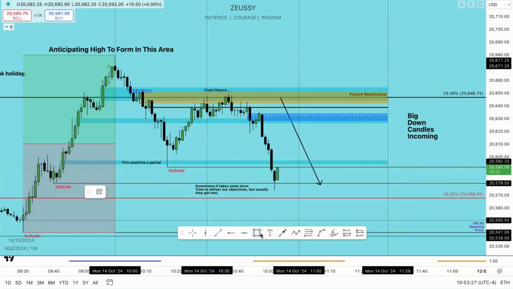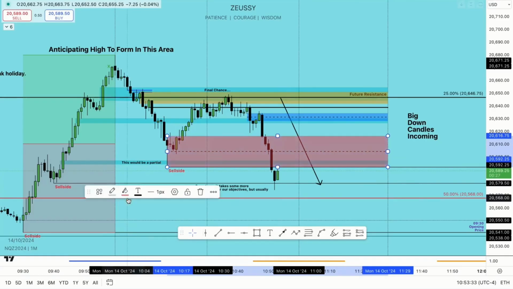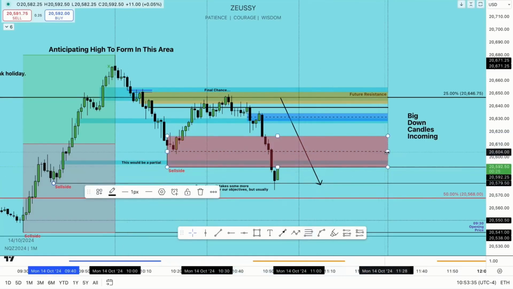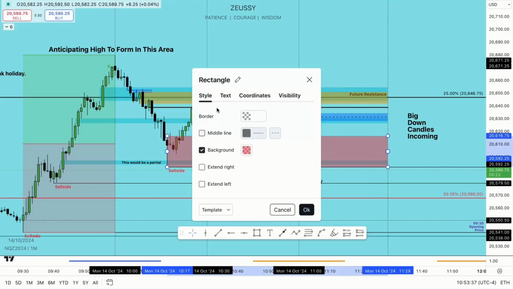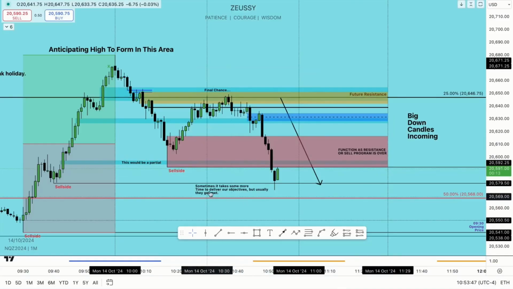So at this moment, what I will do is annotate this down-close candle. This down-close candle has to function as resistance on price. If it doesn't function as resistance on price, then the sell program is over.